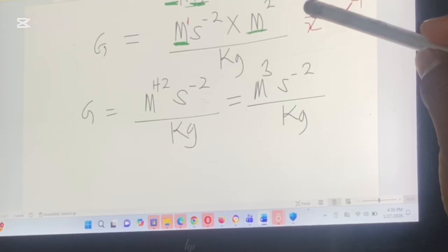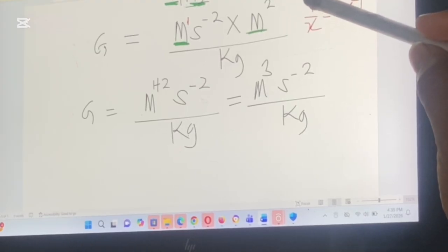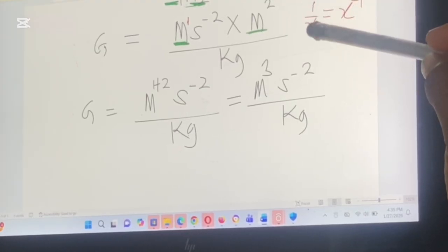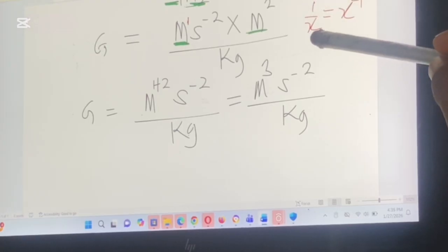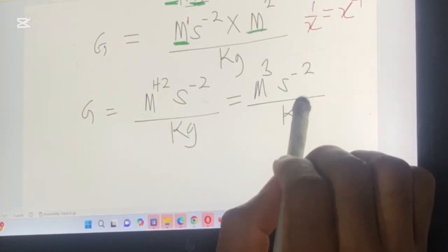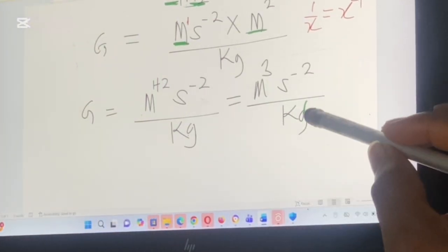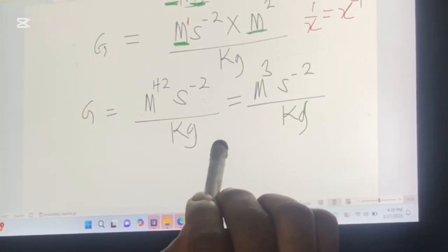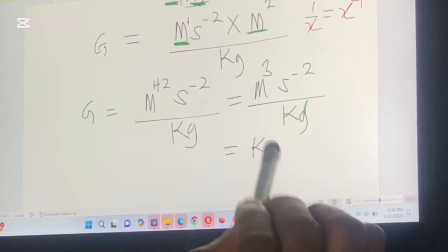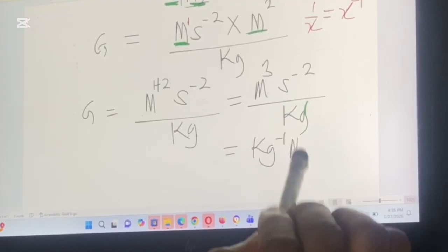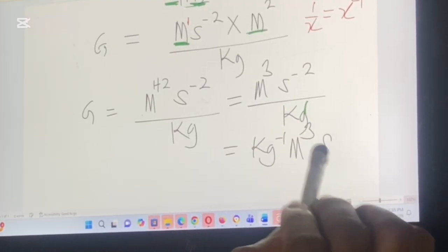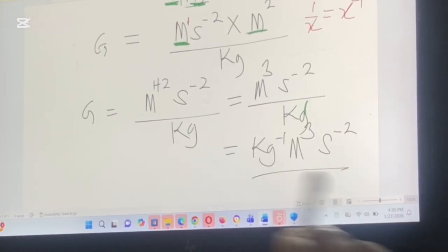The same thing here, whenever you are taking anything from numerator to denominator, the sign of the power will change. So there's an invisible plus 1 here. So I want to take the kg from denominator here to numerator. It will be equal to kg per meter raised power of 3 per meter square. Please take note. This is my answer here.